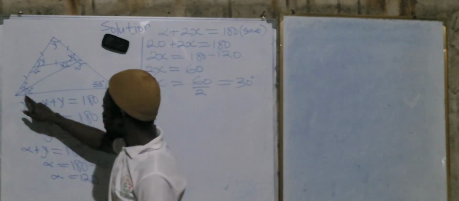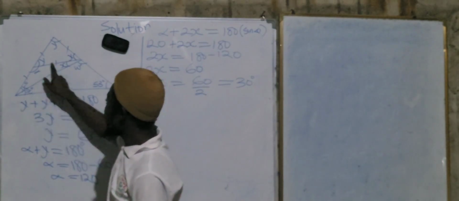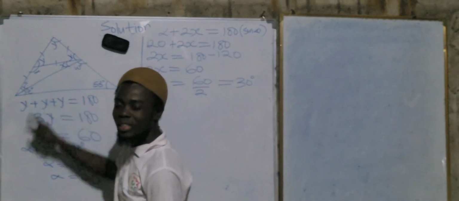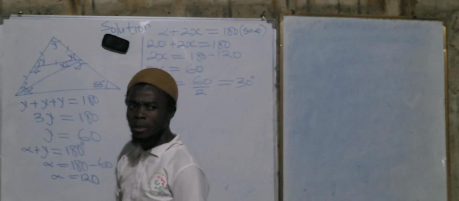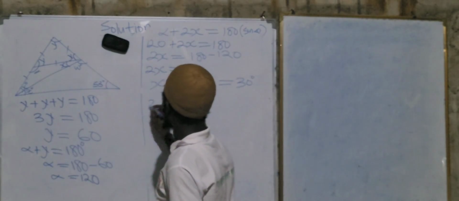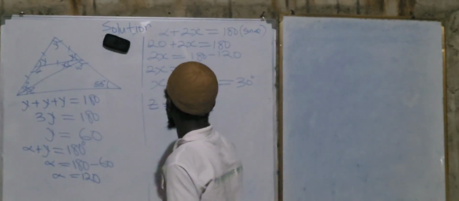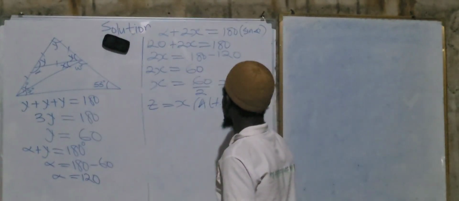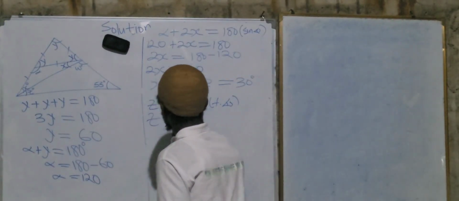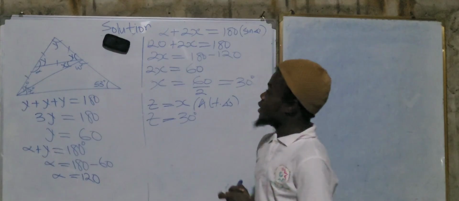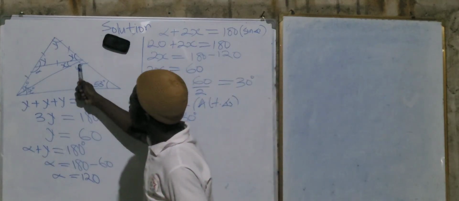Now look at the shape of this z here, and look at the shape of this angle here. Is this equal to 30 as well? Yes, because they are alternate angles. So therefore we can now say z is equal to x, alternate angles, right? Now z is equal to x, which is 30 degrees.